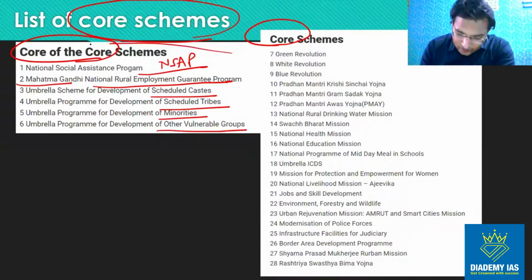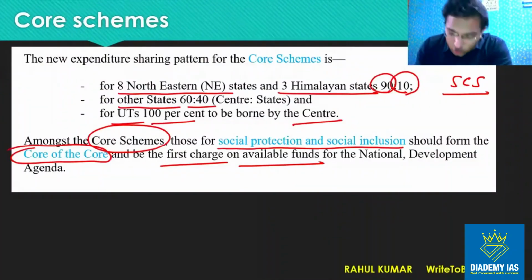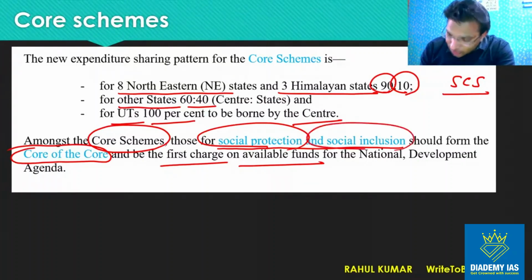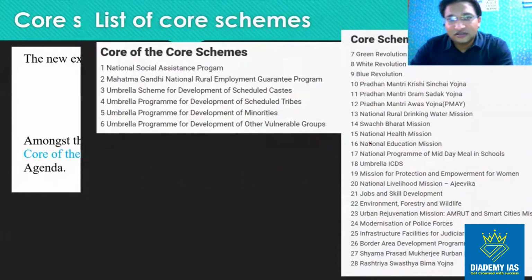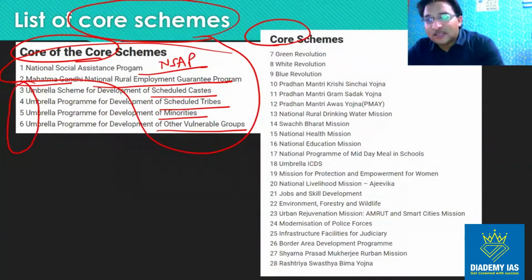So these are the schemes which are primarily focusing upon whom? On social protection. Primarily this National Social Assistance Program and MG-NREGA. NSAP and MG-NREGA are primarily focusing upon social protection, social inclusion. So these 4 schemes, 3, 4, 5, 6, are primarily focusing upon social inclusion. So we have these 6 schemes which are part of the core of the core schemes.